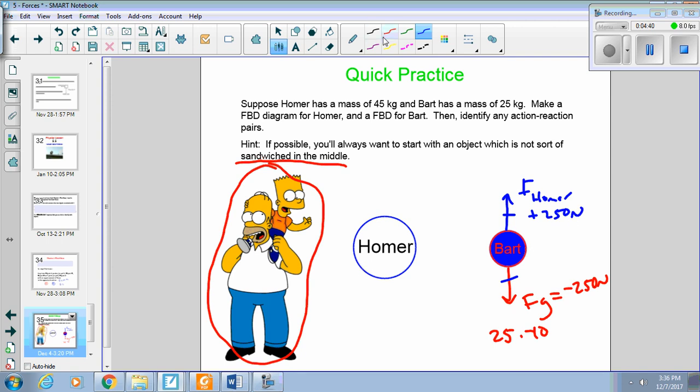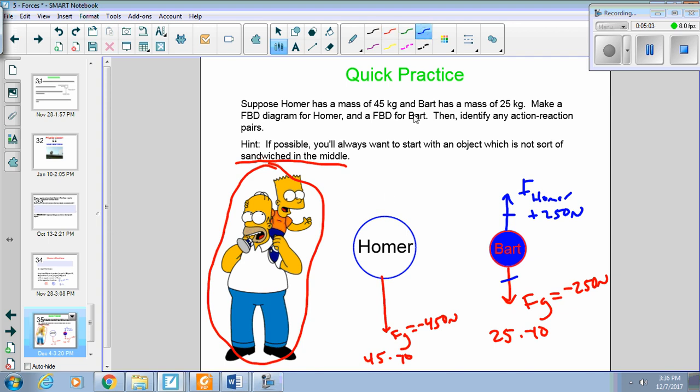Alright, let's look at Homer now. So Homer has his own gravity, right? And his gravity should be relatively larger than Bart's. And that gravity should equal Homer's mass, 45, times the acceleration of gravity, negative 10. And that should give us a negative 450 newtons. So that's Homer's force of gravity.